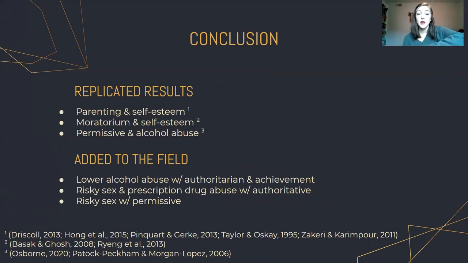moratorium and self-esteem, and permissive parenting and alcohol abuse. All three of those findings we were able to replicate. We added to the field with our significant findings on lower alcohol abuse being associated with authoritarian parenting and achievement statuses, which is something we hadn't really seen in the field before. We also were able to add that we found risky sex and prescription drug abuse was higher with authoritative parenting, and that risky sex was higher with permissive parenting, which we also hadn't seen.